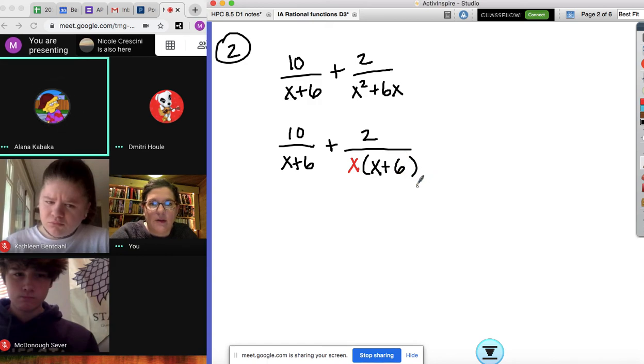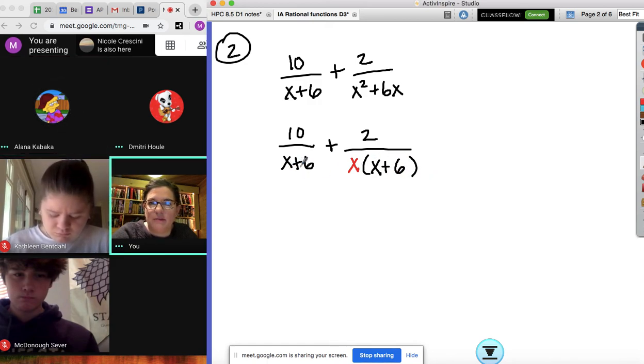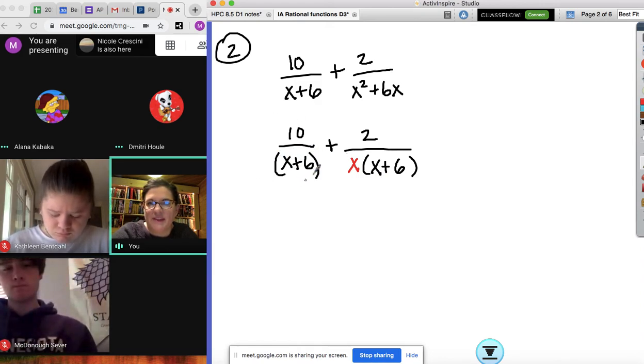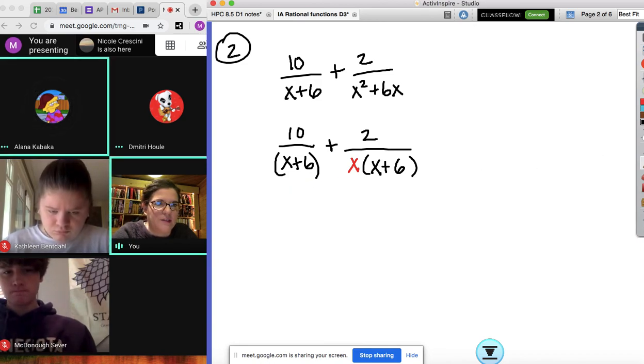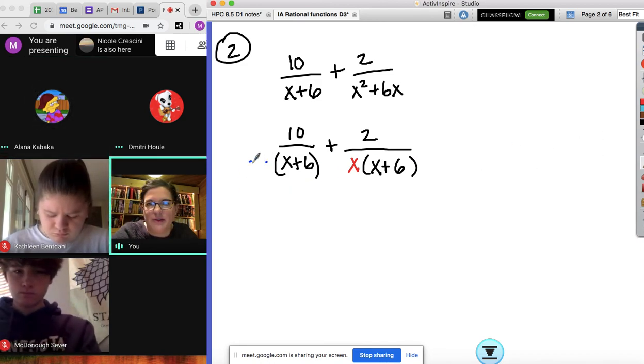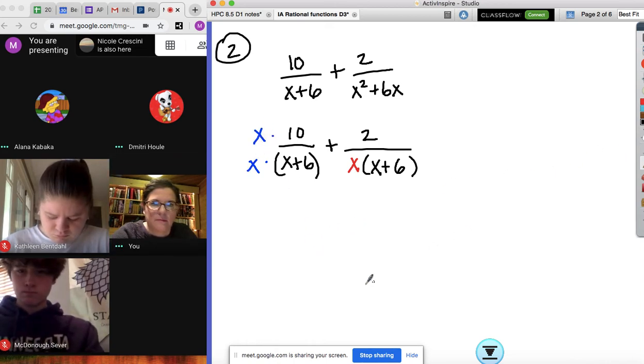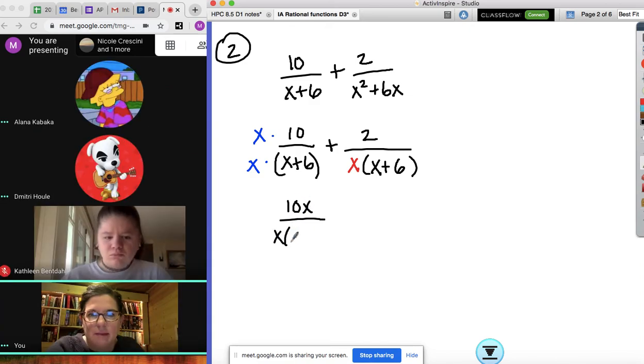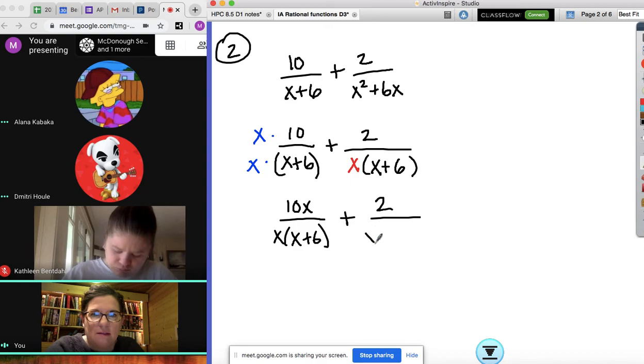Yep. Okay, so there you go. Do you see how both denominators have an x plus 6? But what's this first fraction missing then? Yeah, so we have to get a common denominator by multiplying this fraction by x. So now I have 10x over my common denominator of x times x plus 6. And then I'm just rewriting this other fraction over here.